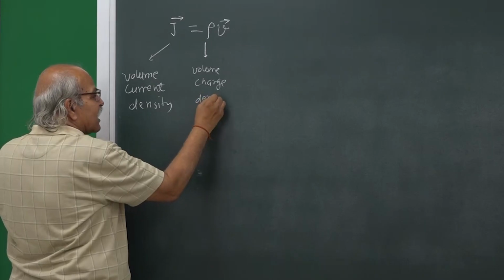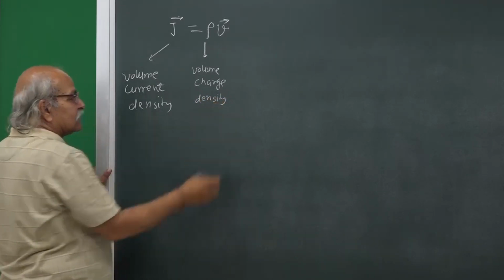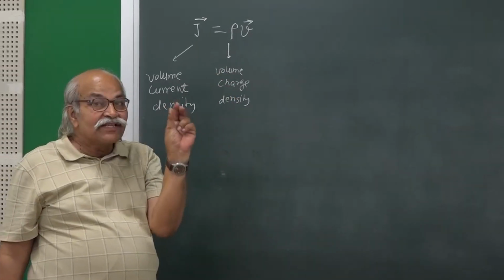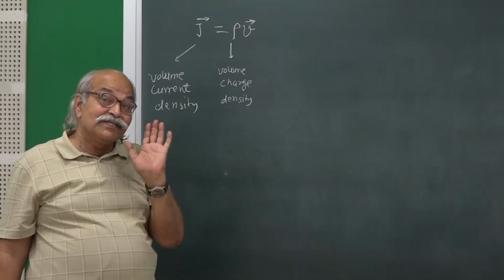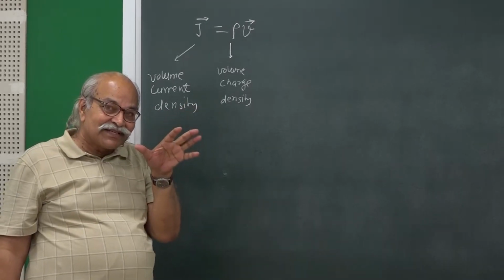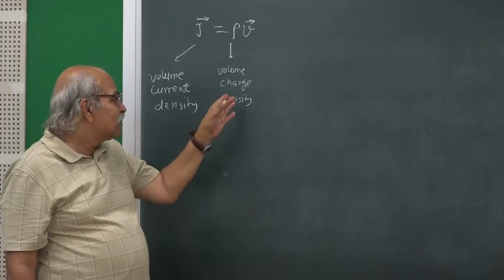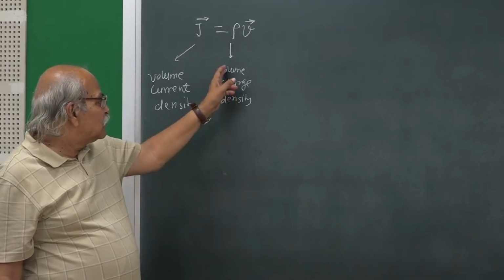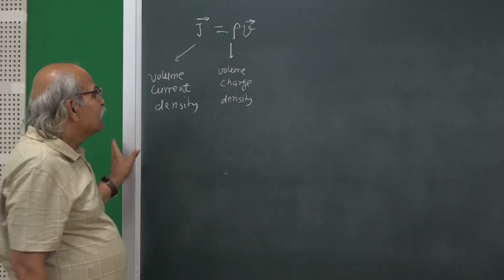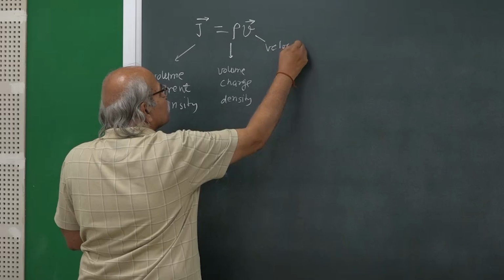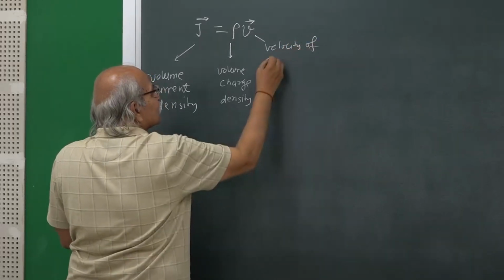and what does that mean? You take a small volume and see how much is the charge. Which charge? Only the moving charge, the flowing charge. If there are other charges which are stationary, then we do not have to take that into account. So, the volume charge density which is moving, and this is of course the velocity of the charges.